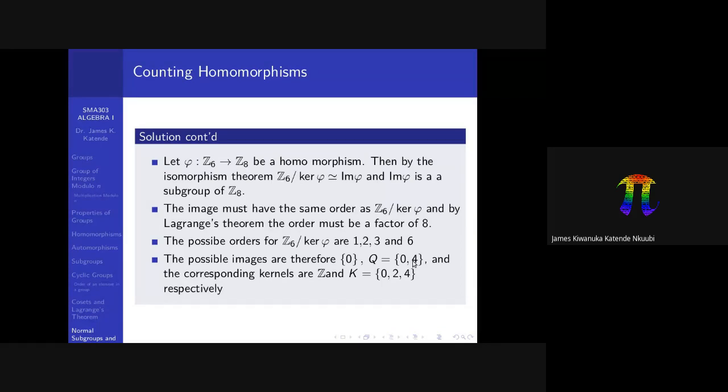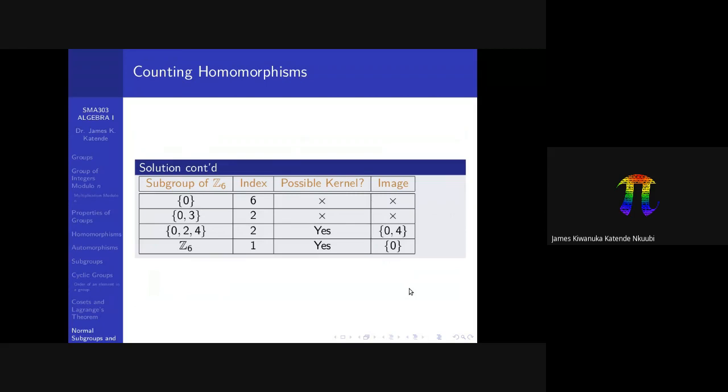So for these different kernels, you can try to construct homomorphisms. The information is summarized here. So these are the subgroups of Z6. The index of 0 is 6. So the 0 cannot be a possible kernel. It can't have any image because the homomorphism will not work. 0, 3 is of index 3. This should be 3. Now 3 is not a divisor of 8. So this is not a possible kernel. And therefore you can't have any image as well.